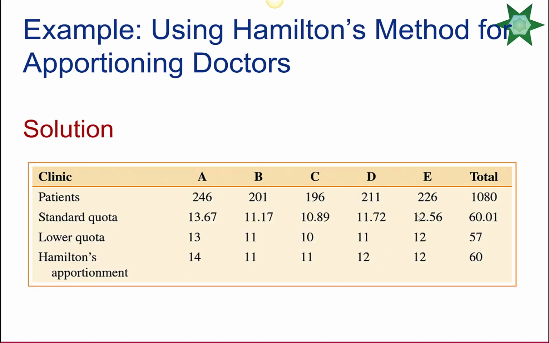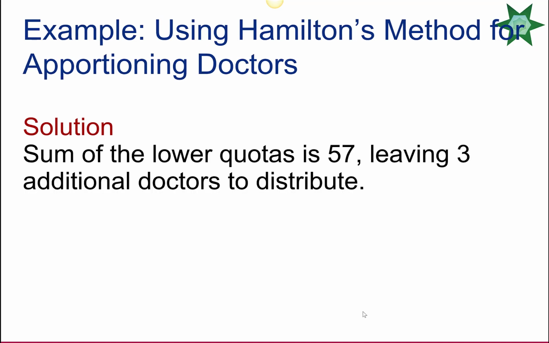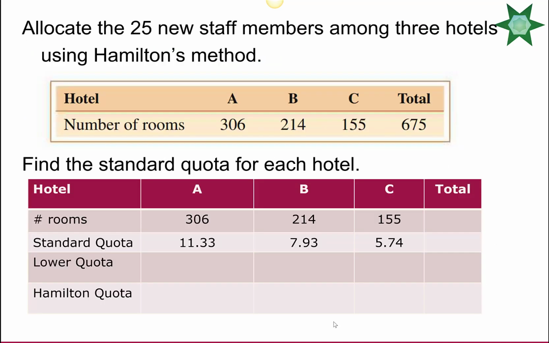So here we had the standard quota, if you notice in the second line of the table, we had calculated before. We're going to round those down to get the lower quotas. When we do that, we notice they only add up to 57, so we've got 3 additional physicians to allocate, and we're going to allocate those to the clinics with the largest fractional portion, which happen to be Clinic A, Clinic C, and Clinic D. So A goes from 13 to 14, C goes from 10 to 11, and D goes from 11 to 12. We don't give them to B and E because their fractional portion is less than those of the other clinics. And the sum of the totals, we just went over this part here.